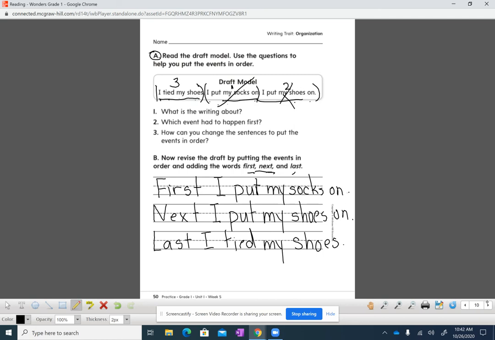So let's read it. First, I put my socks on. Next, I put my shoes on. Last, I tied my shoes. Okay, so we use the words first, next, and last in the sentences, and we put them in the right order. So take a picture so that Mrs. Shimia can see that you did it on Seesaw.